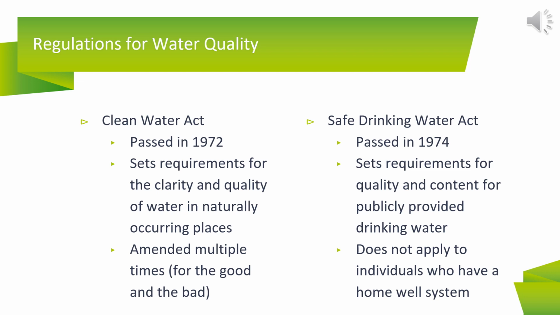In 1974, the Safe Drinking Water Act was passed, which is a tack-on of the Clean Water Act. This sets requirements for quality and content of publicly provided drinking water. This does not apply to home well systems, but if you have municipal water, you have to know that your water system is meeting the requirements of the Safe Drinking Water Act. Is it easy to get by this? Sometimes it is. Flint, Michigan is the keystone of understanding that the Safe Drinking Water Act doesn't always live up to what it's supposed to do.